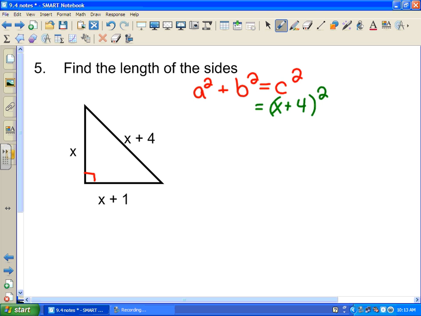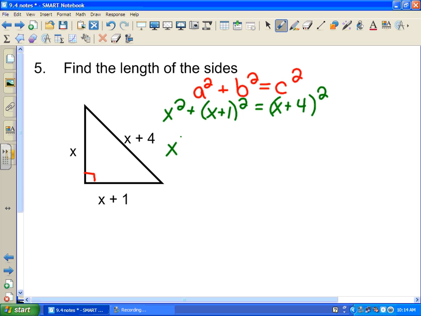So (x plus 4) squared, that's C. A and B are x and x plus 1. It doesn't matter which one's which, just plug them in. So x squared and (x plus 1) squared. Once you plug into the formula, this is going to be like what we did yesterday.